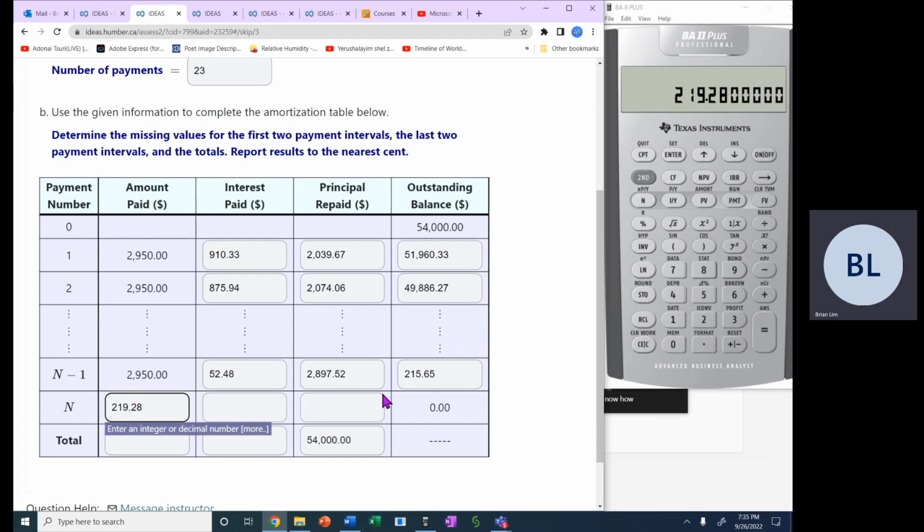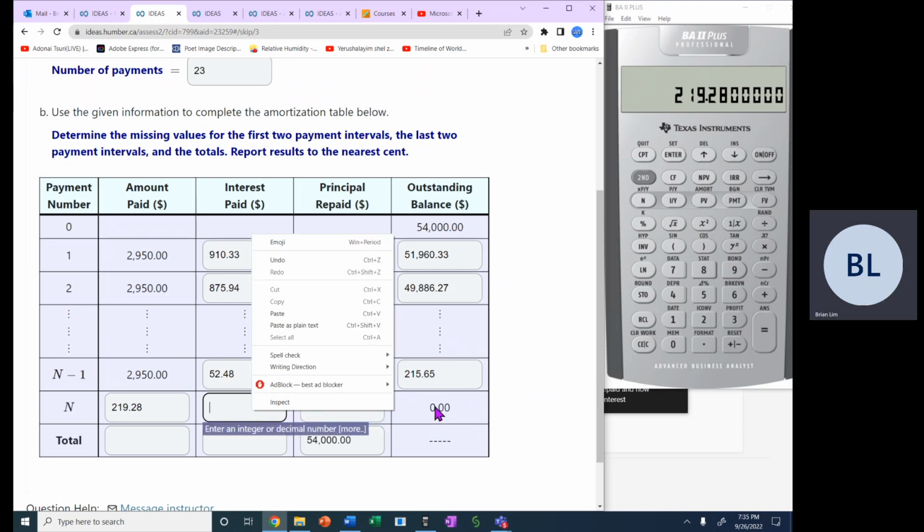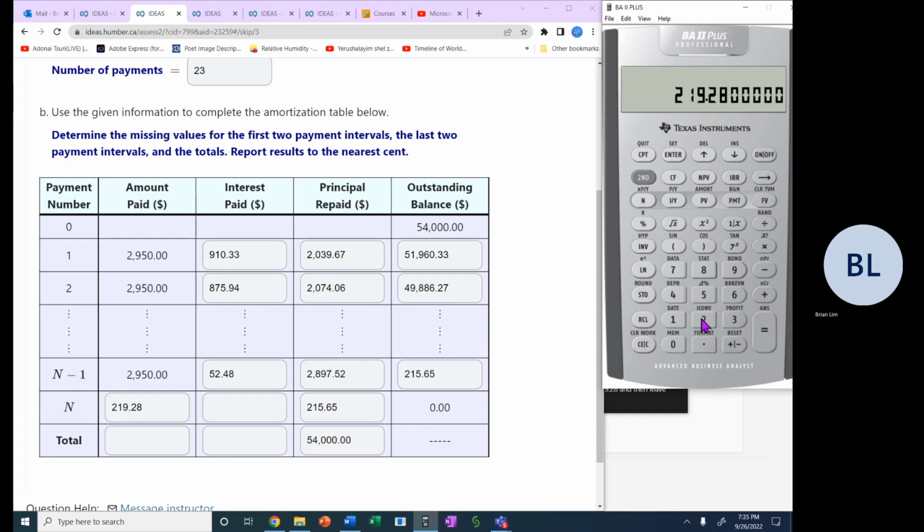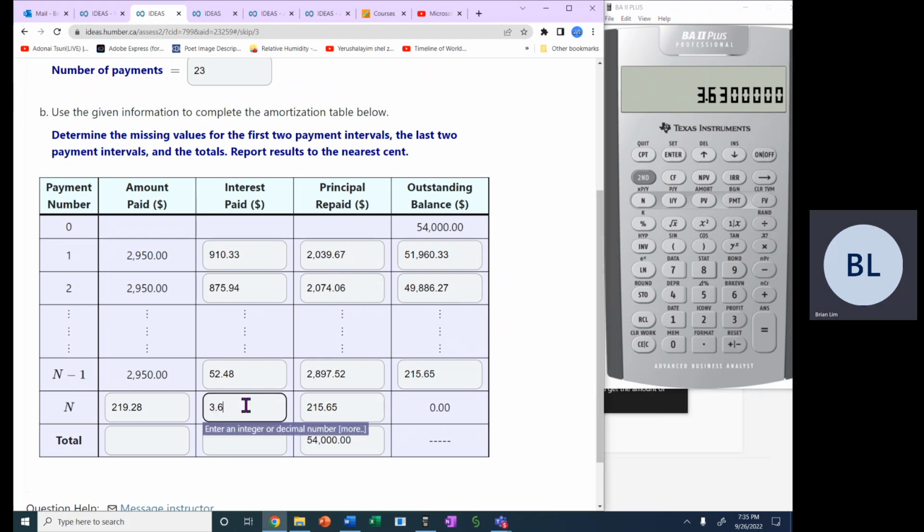Now, how much of that is the principal repaid and how much is the interest? Well, we know that this amount has to be paid here. So if we were to put that amount in here, 215.65, and then if we subtract this number from this number, we should get this number here. So let's do that, 219.28, and then we subtract 215.65. And we get the amount of interest, $3.63. Okay. All right, so there we are. And we have the numbers.